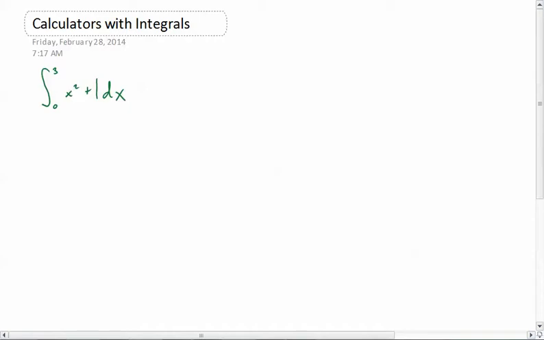Alright guys, so what I'm going to do today is show you how to get a definite integral on your calculator. I'm going to show you two different ways of doing it just because we can.